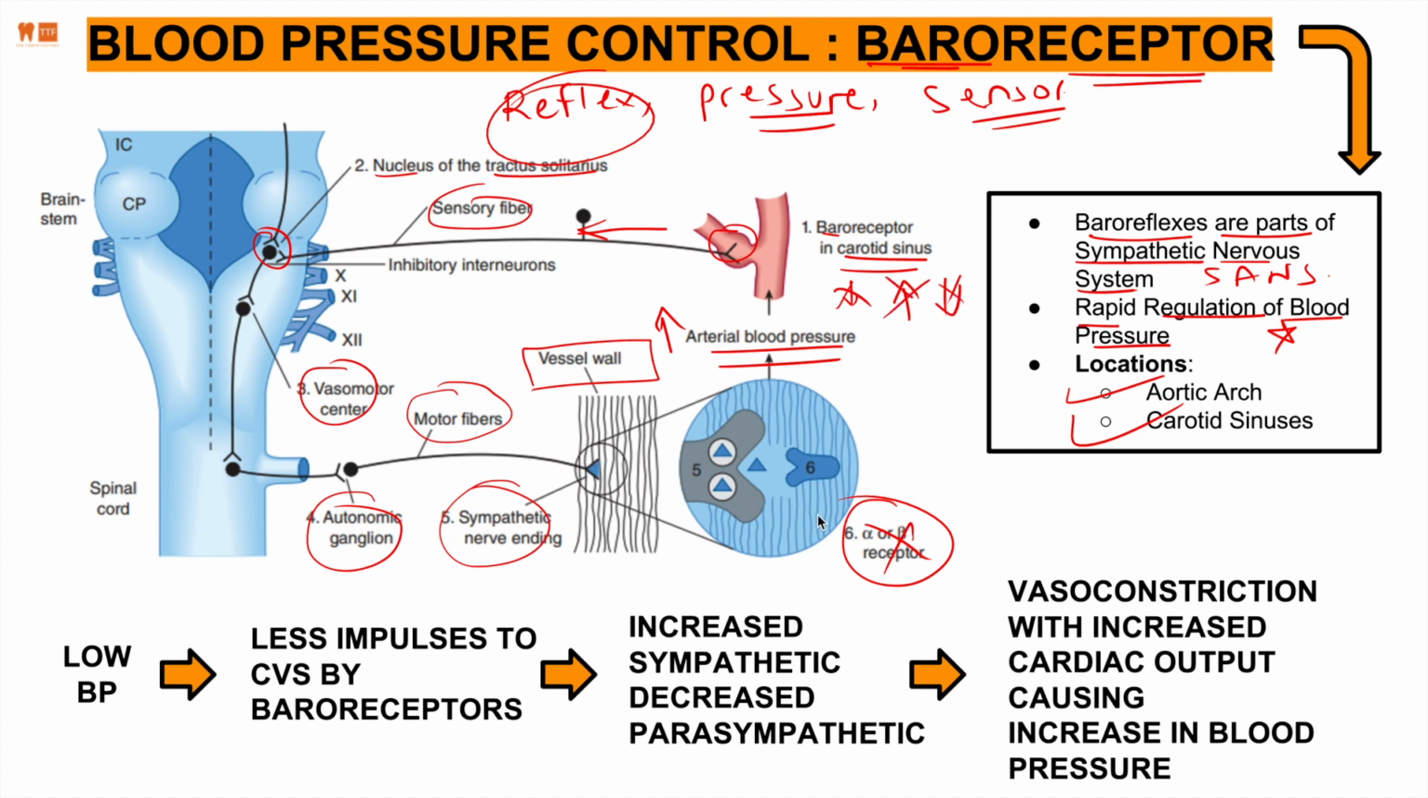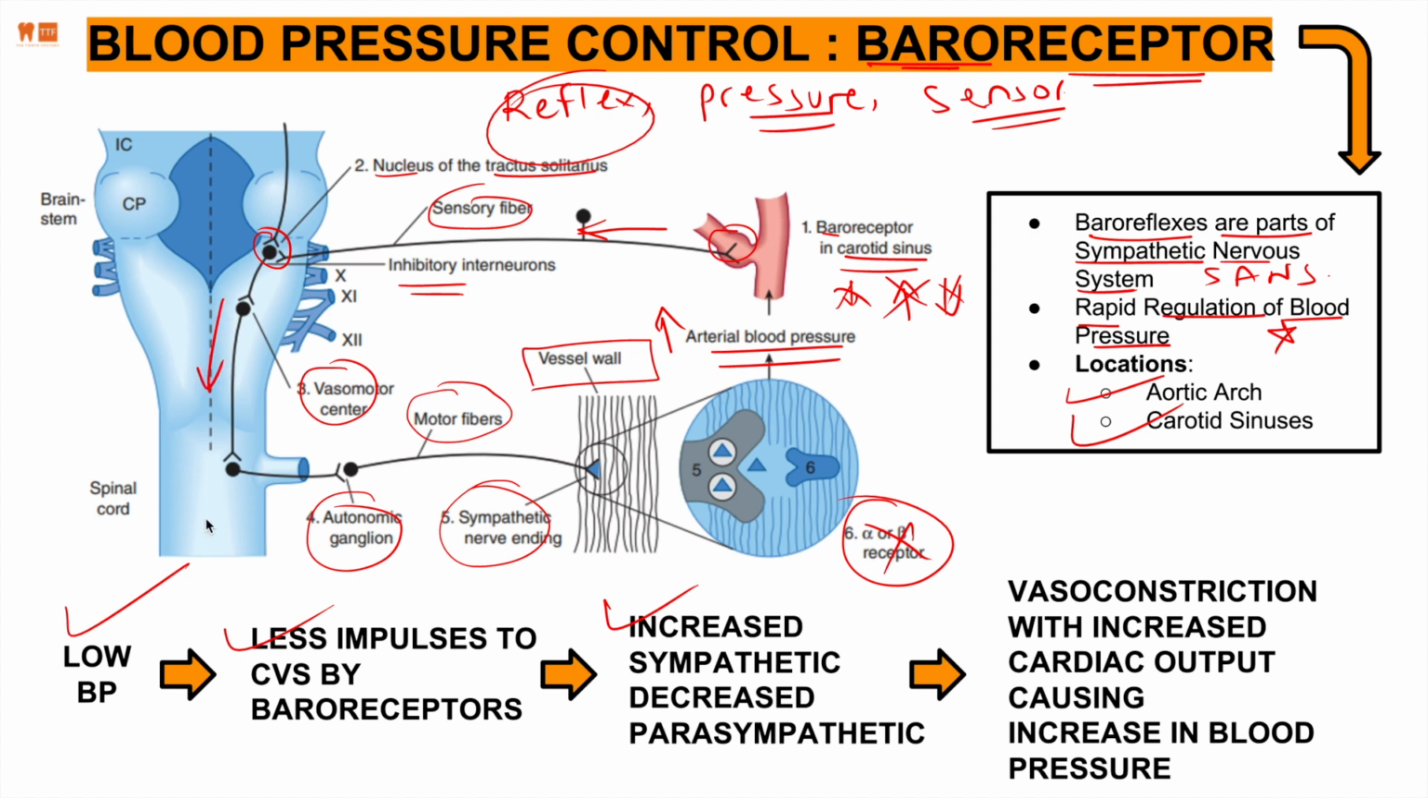So that's their job. They regulate blood pressure very rapidly. Okay, so low blood pressure, less impulse is sent to the CVS by baroreceptors, and that leads to the brain saying, oh, I have inhibitory neurons sending signals. I need to tell my vasomotor center that I need to increase sympathetic activity. How is that going to do that?